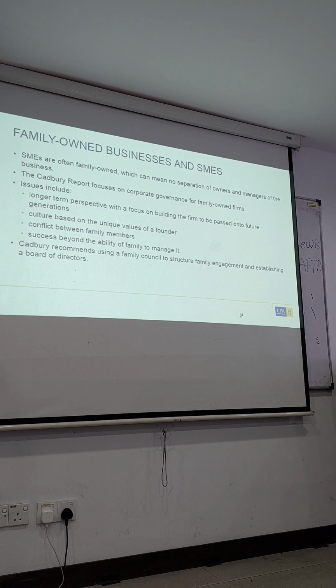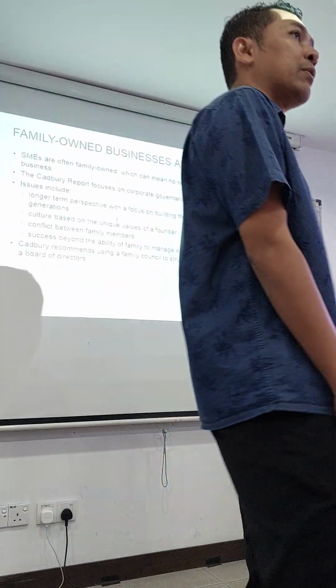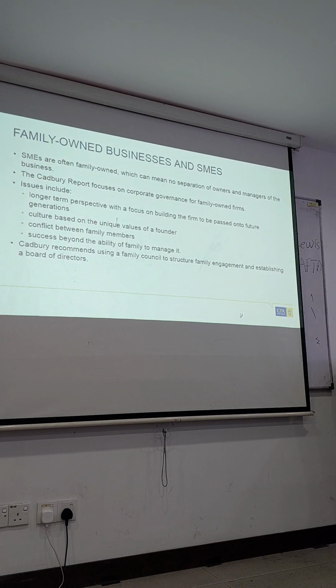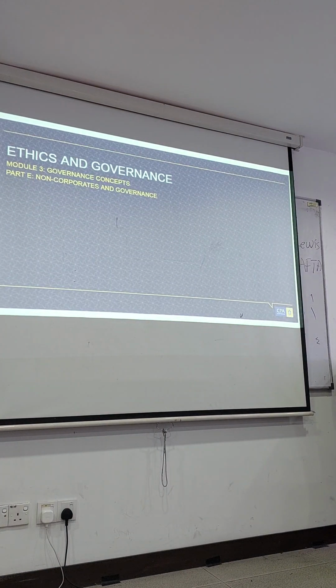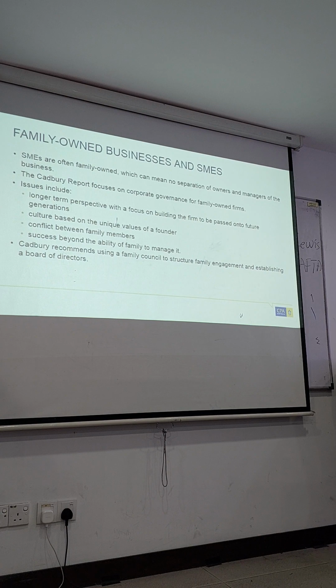Remember we talked about the countries in part C. We discussed 7 countries, right? And among others, we also talked about some types of reports like the Cadbury report, the Ramsey report, and so on. Here we are looking at corporate governance in family owned. And why is family owned parked under non-corporation? We are assuming that this type of family owned is SME.